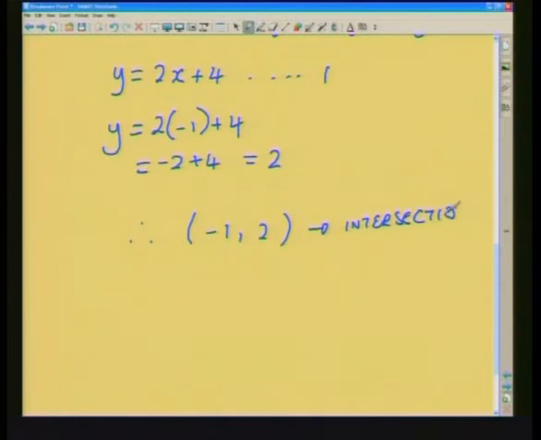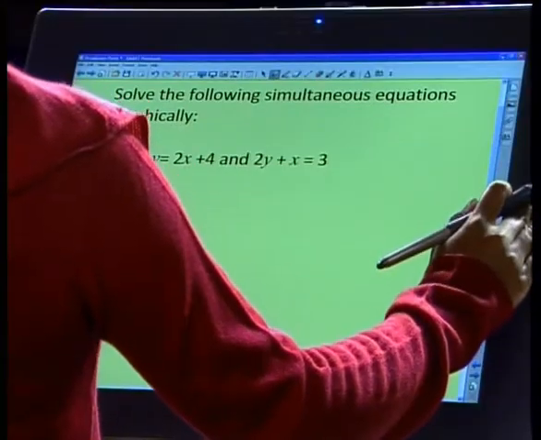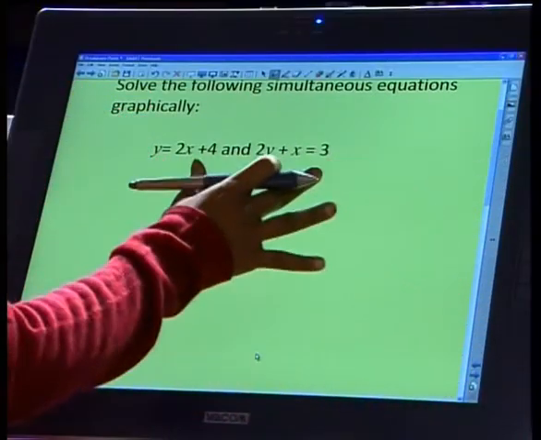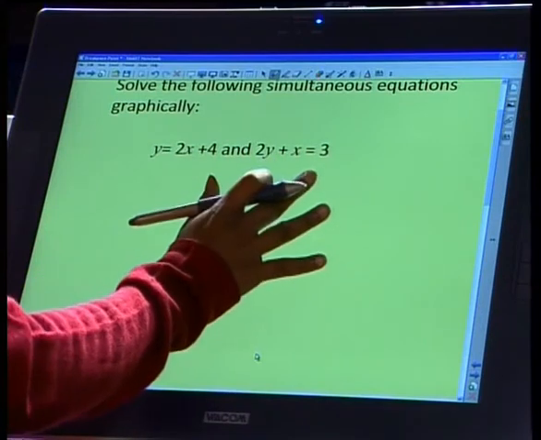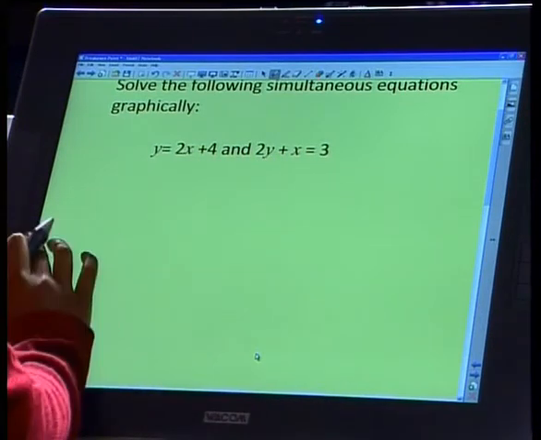Right, and as I said later, we will use this, finding the point of intersection, to help us find break-even points. Now, in the next part of this example, we're going to do exactly the same thing. Solve these two equations simultaneously, but now we are going to use the alternate method, which is the graphical method. So they say, solve the following simultaneous equations graphically. And if you notice, it's exactly the two equations we were faced with on the last slide.